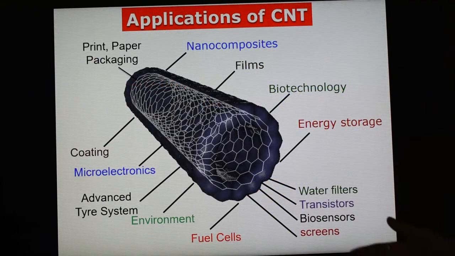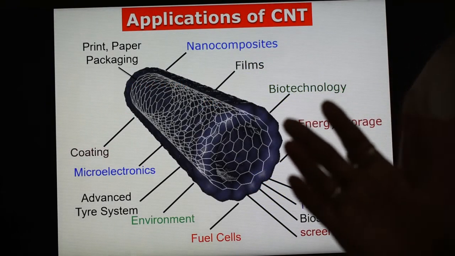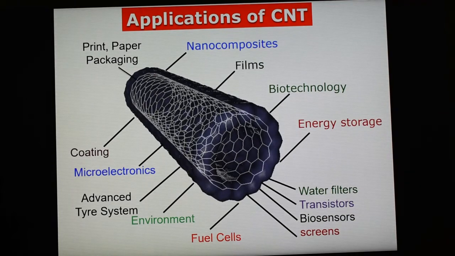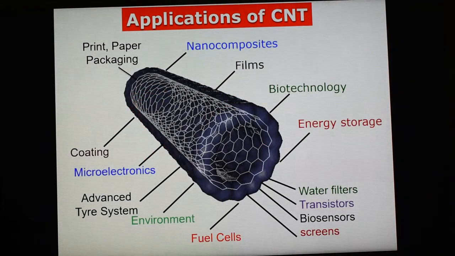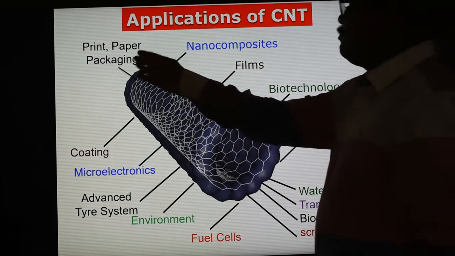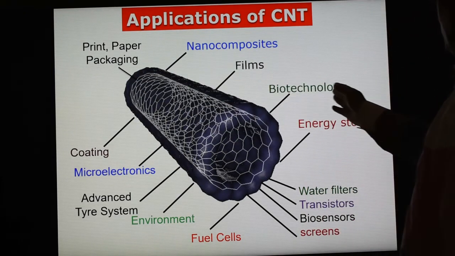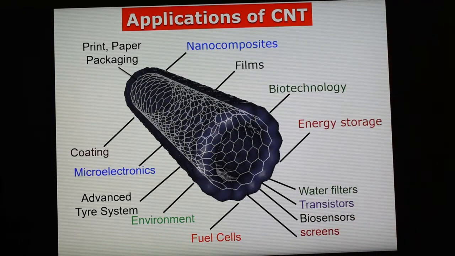So after synthesis, there are different types of applications of these carbon nanotubes, and important applications are also there. And here this figure shows the different applications of these carbon nanotubes for paper packaging, nanocomposites, film, biotechnology, and these are shown as different applications of these carbon nanotubes.